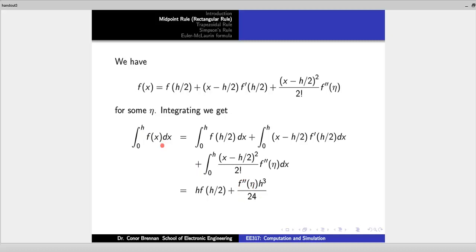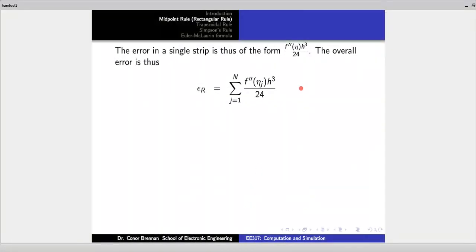So what we've shown using our mean value theorem is that the actual number we want to get for this little interval is equal to what the rectangular rule gives us, plus h cubed over 24 times the second derivative evaluated at some value eta. We don't know what that value is. So this is the error in a single strip.